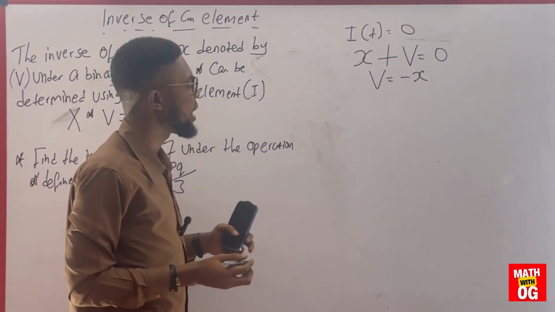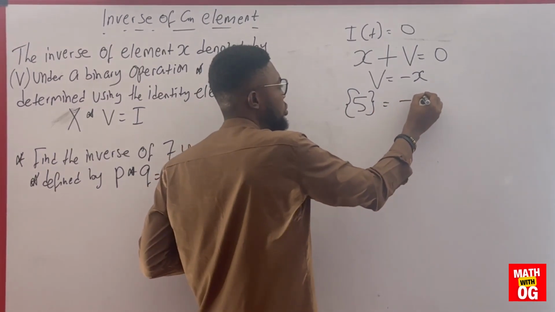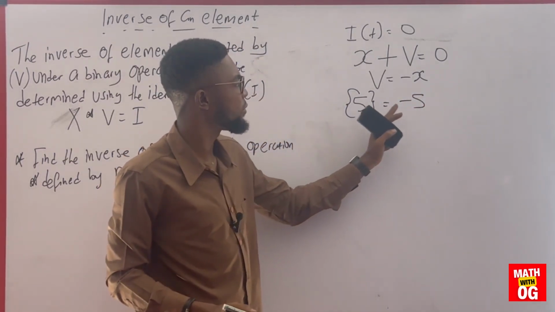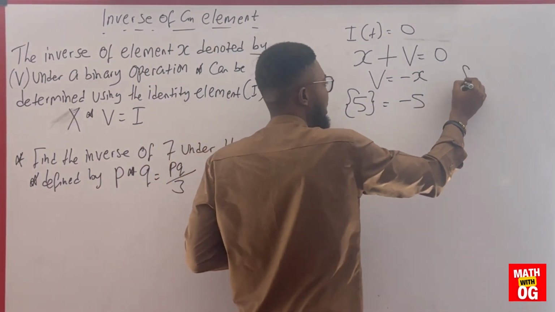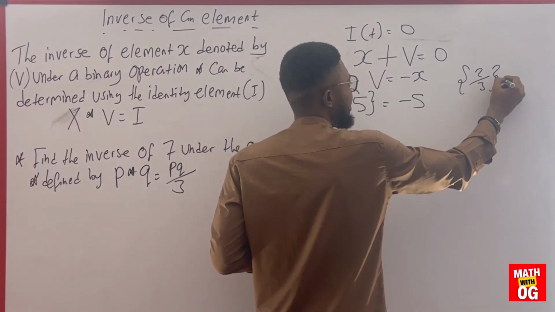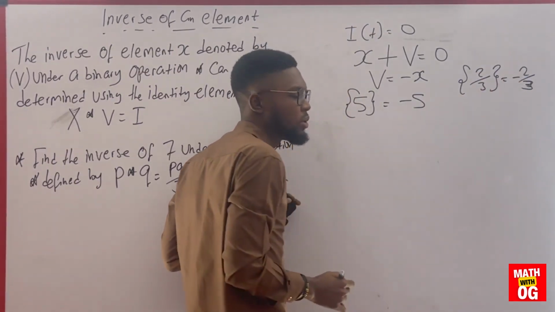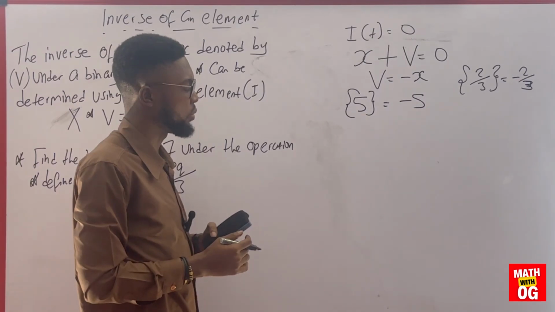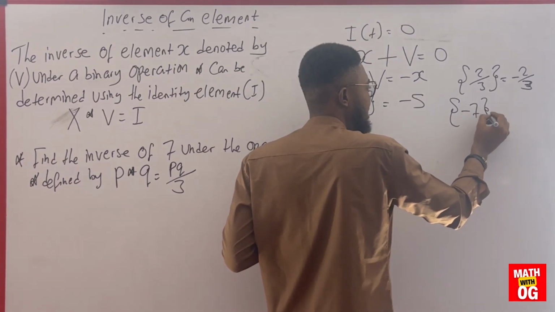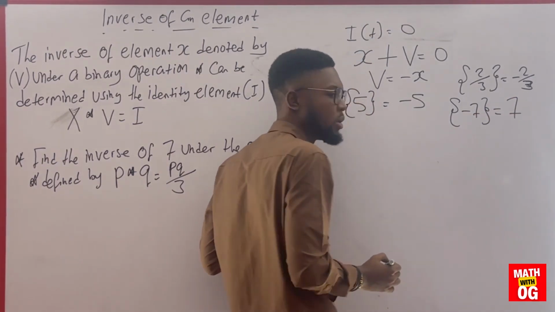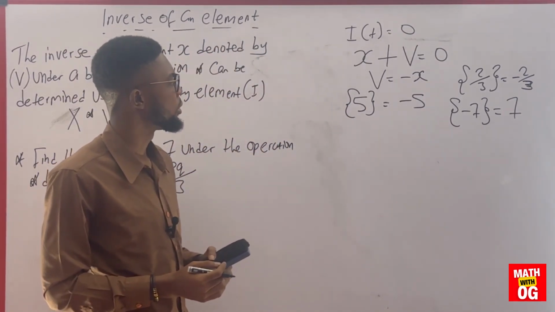So if you are asked what is the additive inverse of 5? The additive inverse of 5 is equal to minus 5, because when you add up 5 to minus 5, it will give you the identity element of 0. What is the additive inverse of 2 over 3? The additive inverse of 2 over 3 is minus 2 over 3. So when you add up 2 over 3 to minus 2 over 3, it will give you 0. What is the additive inverse of minus 7? The additive inverse of minus 7 is equal to 7, because if you add up minus 7 to 7, it will give you 0.